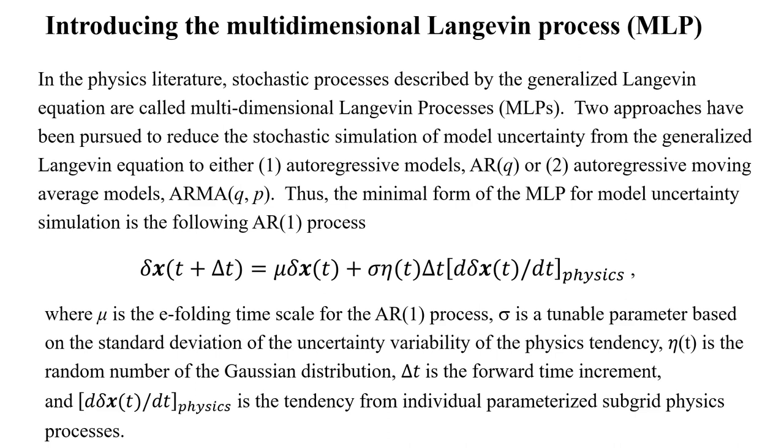So if you follow the literature, one can conclude that the minimum form of the multidimensional Langevin process for model uncertainty simulation can be expressed as an AR1 process. Basically, the perturbation associated with subgrid model uncertainty is made of two terms. The first is the correlation term, and mu is the e-folding time scale. And the second term is multiplicative noise, which involves the tunable parameter based on the standard deviation of the uncertainty and a random number from the Gaussian distribution. Symbolically, dt is the time step.